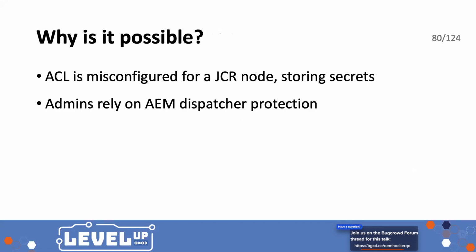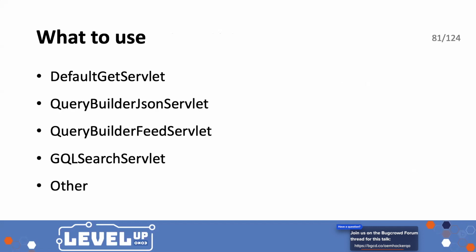Why is it possible to leak secrets? Because admins rely on AEM Dispatcher and don't configure access controls in the content repository. For data exfiltration, we can use built-in AEM servlets like DefaultGetServlet, QueryBuilder JSON servlet, QueryBuilder feed servlet, GQL search servlet, and others.